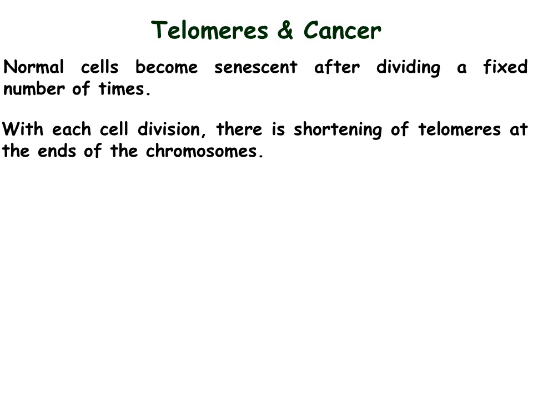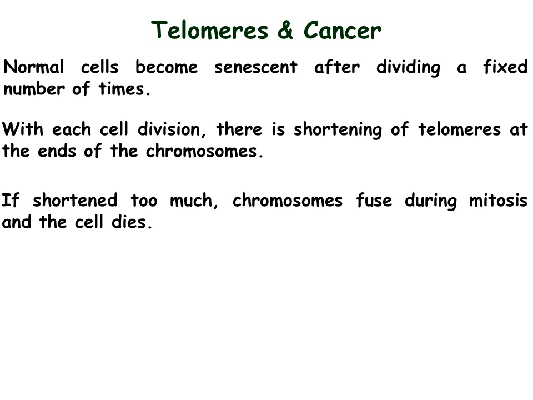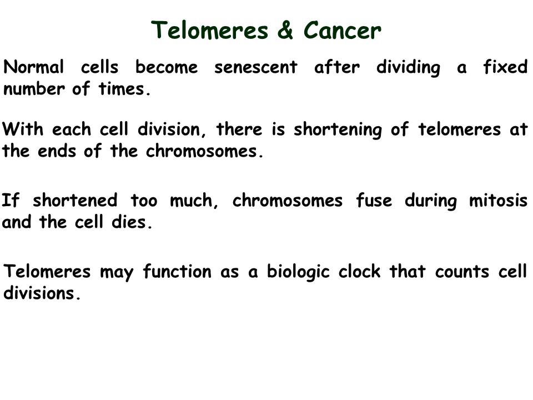What happens is every time a cell divides, the telomeres, which are just those repeats at the ends of the chromosome, begin to shorten. And it's just because of how the enzyme DNA polymerase works. We're not going to go into why. But every time it will shorten a bit. When they get too short, the chromosomes start to fuse during mitosis and the cell dies. They can't separate.